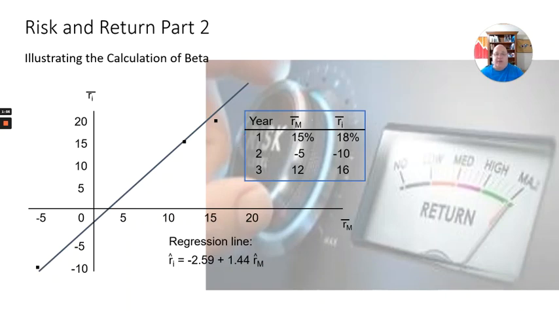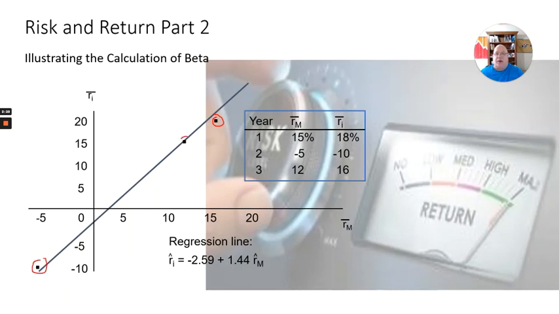So here are 3 data points, years 1, 2, and 3, for the return of the market versus our company that we're looking at. In year 1, the market was at 15% and our company was at 18%. So you see that data point here. Year 2 was -5% and -10% down here. And year 3 was 12% and 16%.